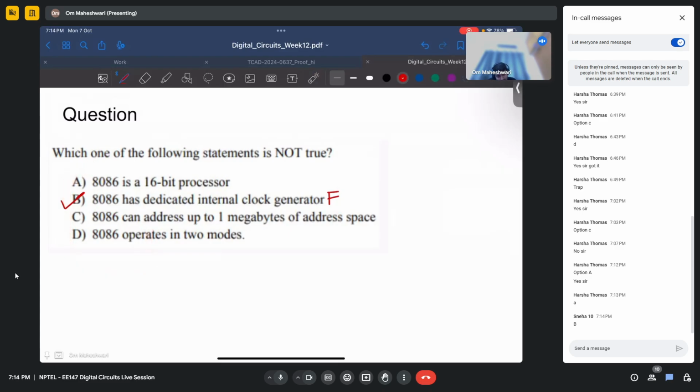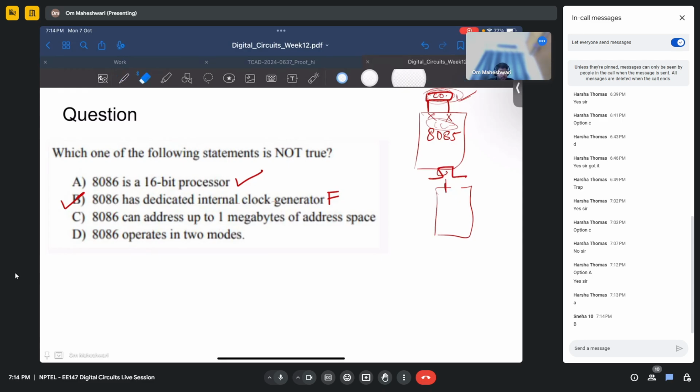So 8086 is a 16-bit processor. It has a dedicated internal clock. This is false. In 8085, what we used to do, we used to connect a crystal oscillator to the pins. And there was an internal clock which used to generate the clock pulse based on this crystal oscillator. Whereas in 8086, you have to supply the clock itself from the outside. It does not have a clock generator that can read something from the crystal oscillator.